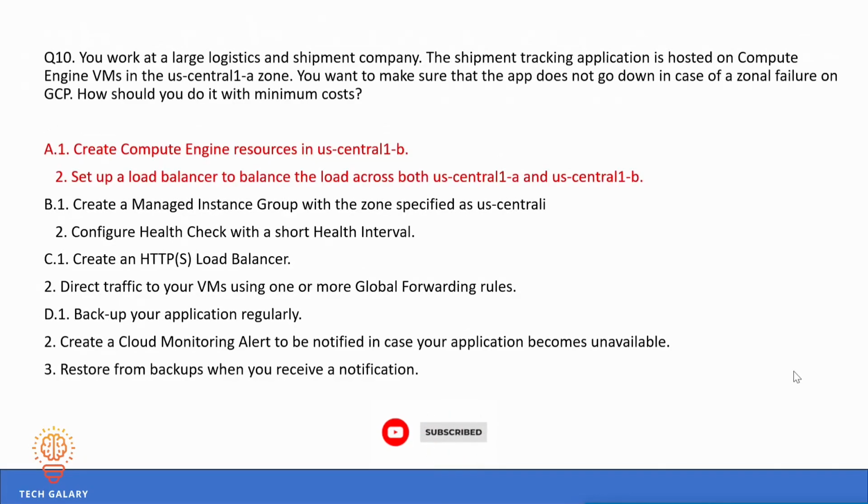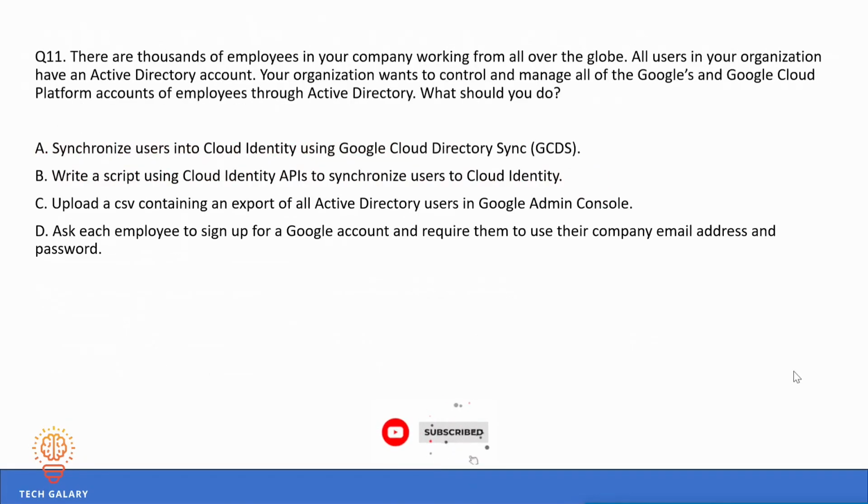Now let's move ahead with the question 11. There are thousands of employees in your company working from all over the globe. All users in your organization have an Active Directory account. Your organization wants to control and manage all of the Google and Google Cloud Platform accounts of employees through Active Directory. What should you do? So these are the options, and the correct answer is option A. Synchronize users into cloud identity using Google Cloud Directory Sync.